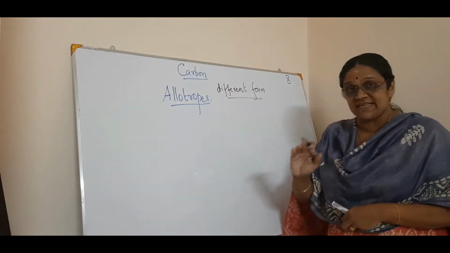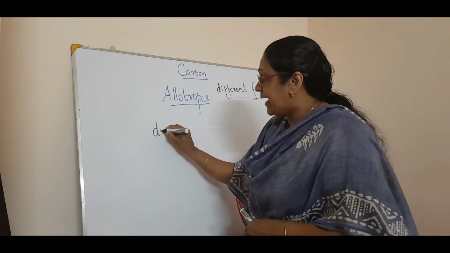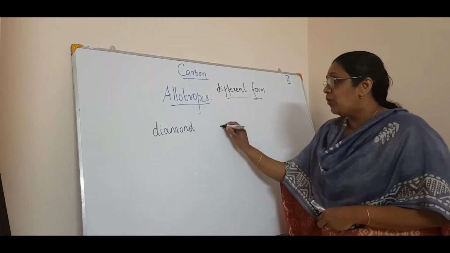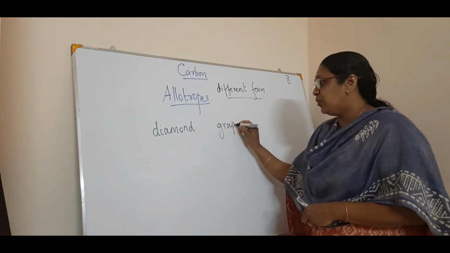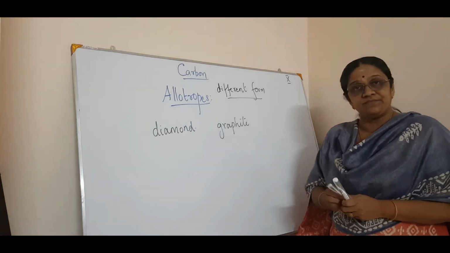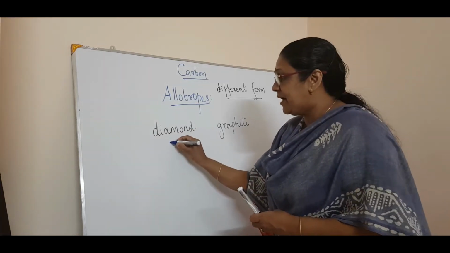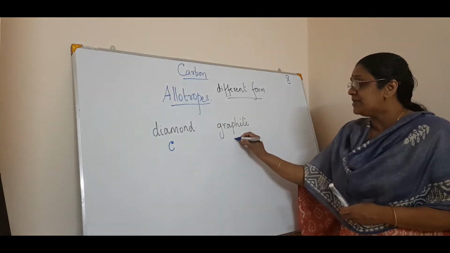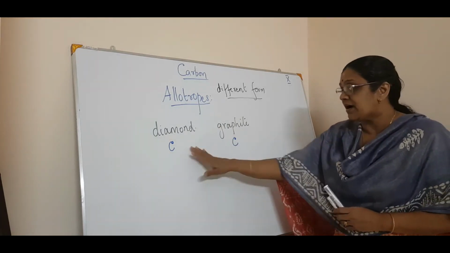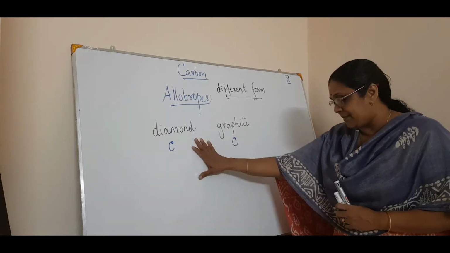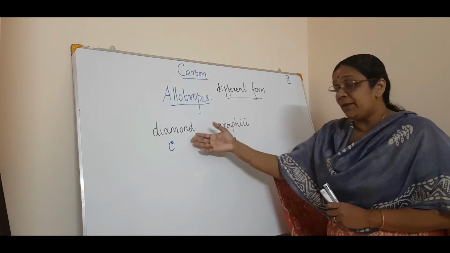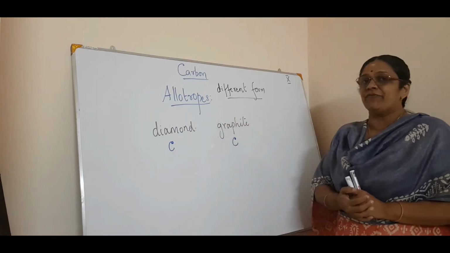Different forms means, for example, you know diamond. You know diamond, isn't it? You all know diamond. Okay, you all know graphite, isn't it? You all know graphite. See, diamond is made up of carbon, isn't it? I can say diamond is made up of carbon and graphite is also made up of carbon. See, both graphite and diamond are made up of carbon. But you know, diamond is entirely different from graphite, isn't it?